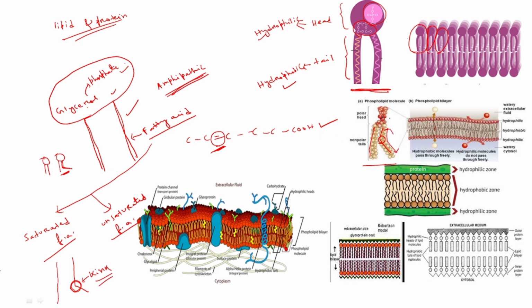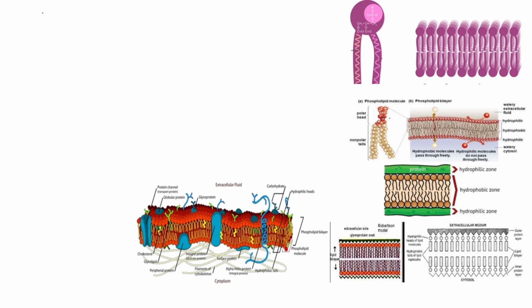Okay, so the plasma membrane contains protein plus lipid. So actually which type of lipid is present? Normally, in the plasma membrane, the lipid is phospholipid.